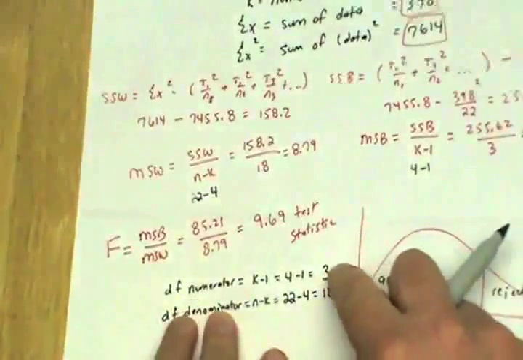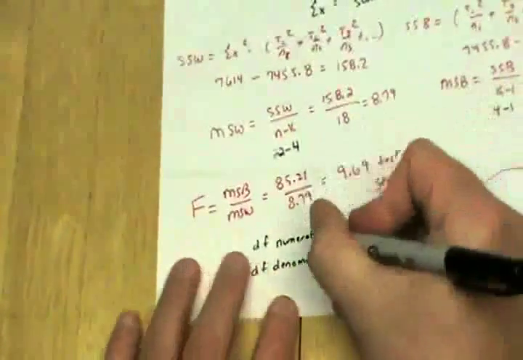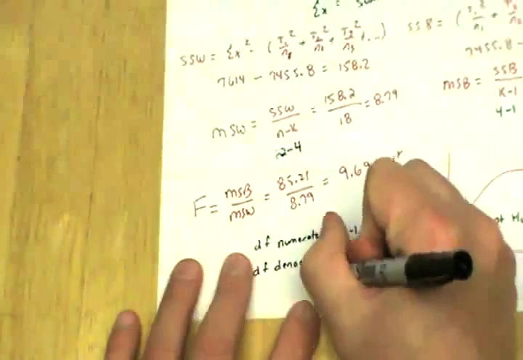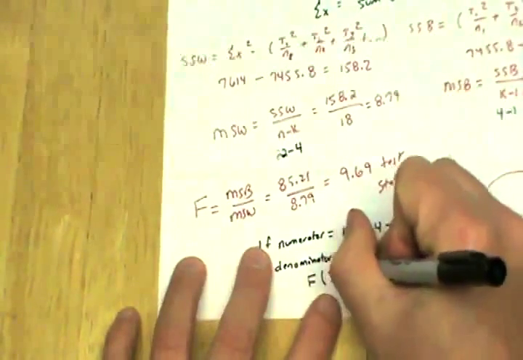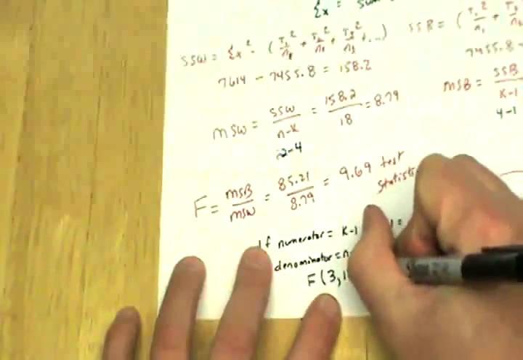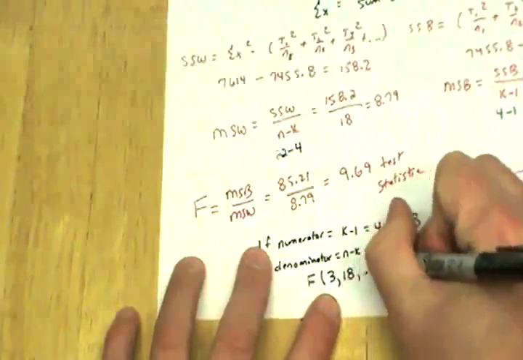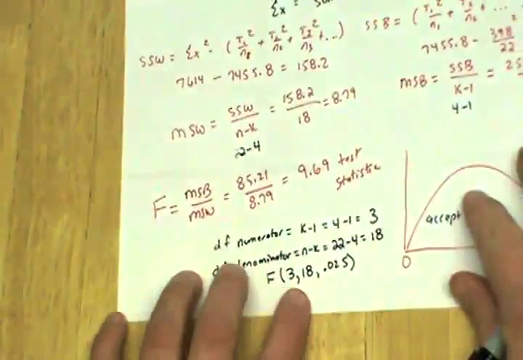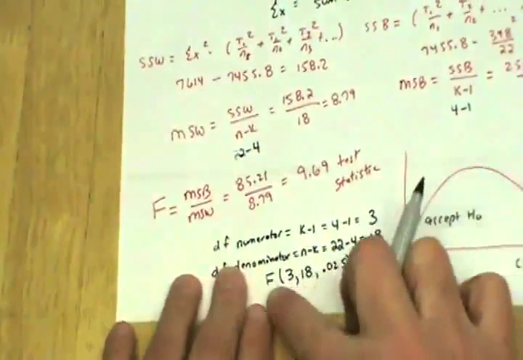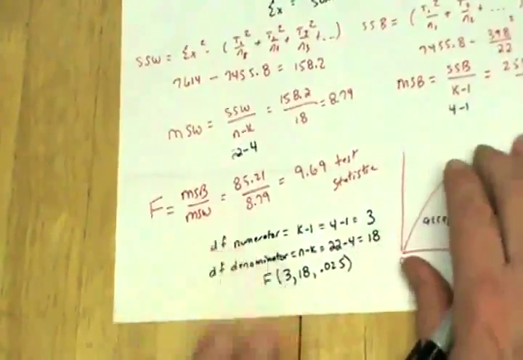So this is numerator, this is denominator. They usually write this as F, 3 for degrees of freedom of the numerator, comma 18 for the denominator, comma 0.025 for the significance level asked in the question. So that's usually the way they write it. Okay, so what is the F value for this, this, and this? So we're going to look up.